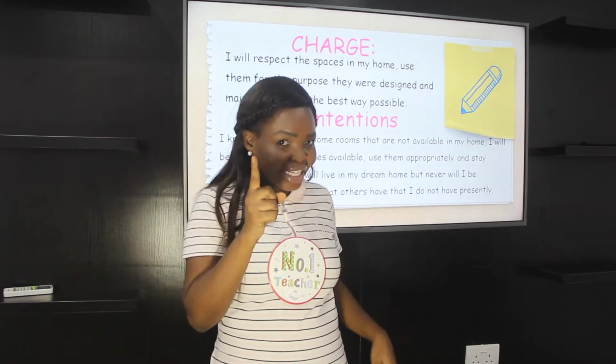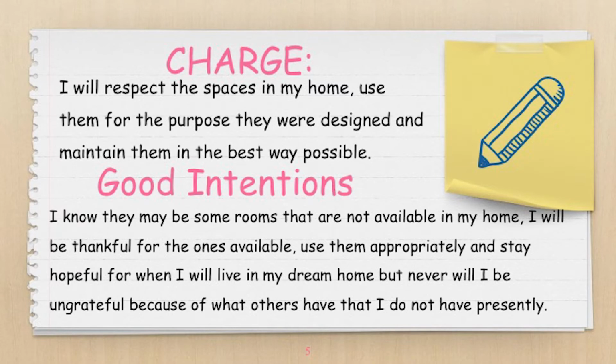Great. So charge, I'd like you to say that after me. I will respect the spaces in my home, use them for the purpose they were designed for and maintain them in the best way possible. What's our good intention? I know there may be some rooms that are not available in my home. I will be thankful for the ones available, use them appropriately, and stay hopeful for when I will live in my dream home. But never will I be ungrateful because of what others have that I do not have presently.